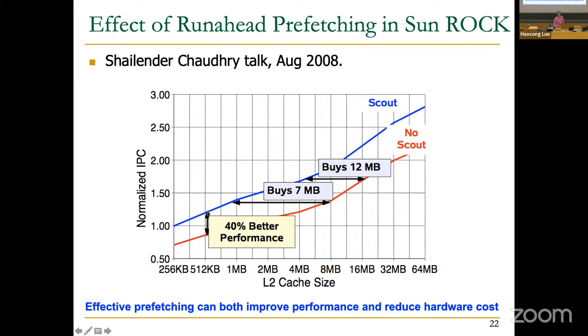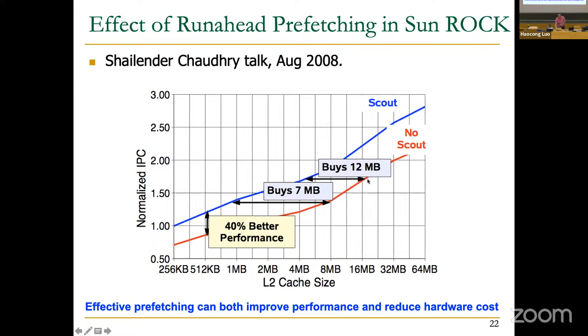performance. Now, you can also think about prefetching as a way to save hardware. If you don't have prefetching, you rely on caching, let's say. And let's take a look at this example. This is 1 megabyte cache. If you have 1 megabyte cache with prefetching, the performance is equivalent to 8 megabyte cache without prefetching. So you can see that in this commercial workload that they use to design their processors with, the prefetcher buys 7 megabytes, if you will. And then if you go into higher cache sizes, the prefetcher actually buys more. So that's the effect of prefetching.